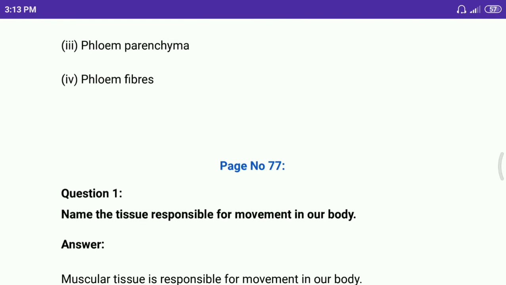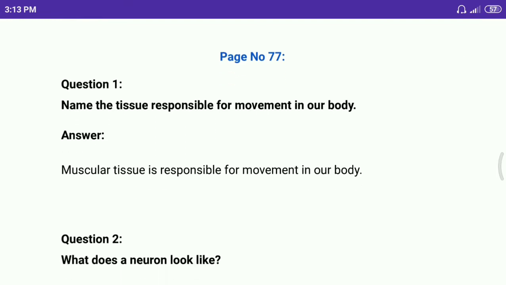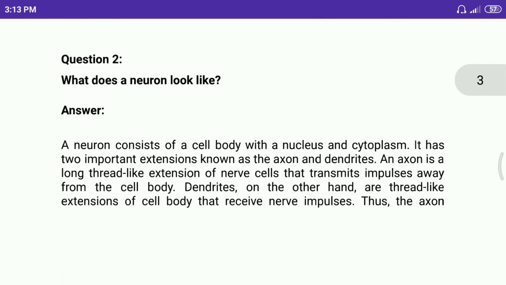Page number 77. First question: name the tissue responsible for movement in our body. Answer: muscular tissue is responsible for movement in our body. Second question: what does a neuron look like? Answer: a neuron consists of a cell body with a nucleus and cytoplasm.